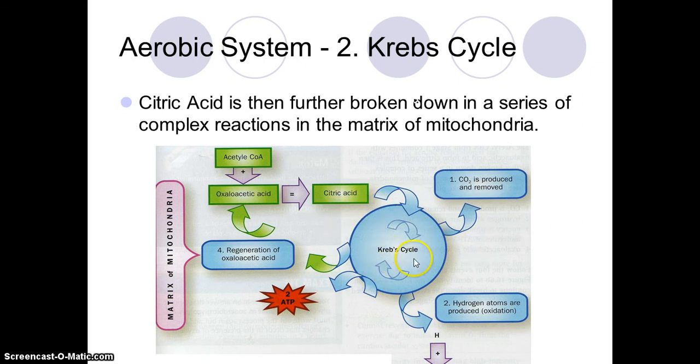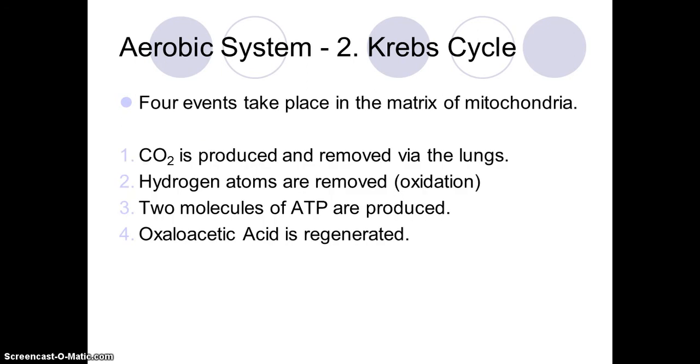Krebs cycle is incredibly detailed, incredibly difficult. What you need to know is that it produces carbon dioxide, and this is then removed. Oxaloacetic acid is regenerated, so it goes back into that system, and we get a yield of 2 ATP. The key point, however, is the hydrogen atoms that are produced through oxidation. They go into the next stage. So, quickly: carbon dioxide is produced, hydrogen atoms are removed through oxidation, 2 molecules of ATP are produced, and oxaloacetic acid is regenerated.